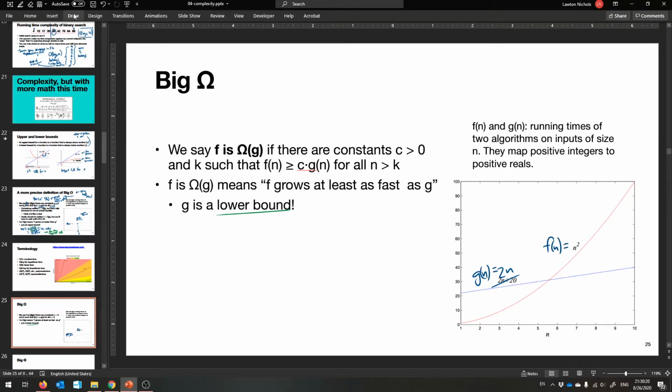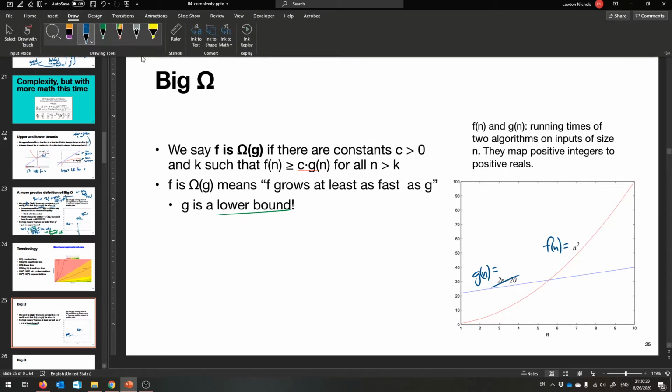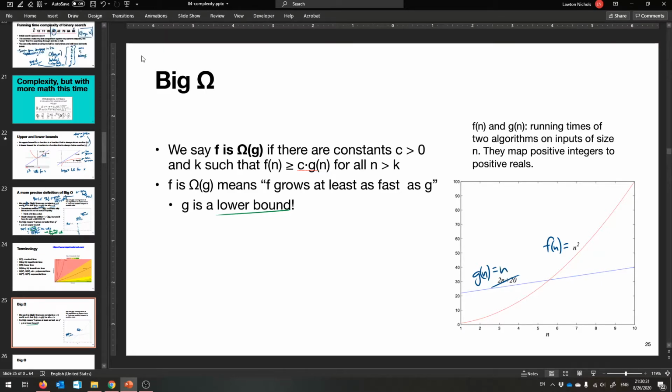Honestly, we can go even further, and we should say that this is, let's just call it n. And maybe we could make this n squared different. It'd be like 2n squared plus 7, something like that. So we can say that f is big omega of g. So 2n squared plus 7 is big omega of just n, because n is a lower bound.